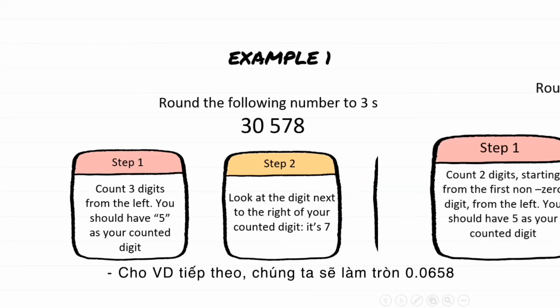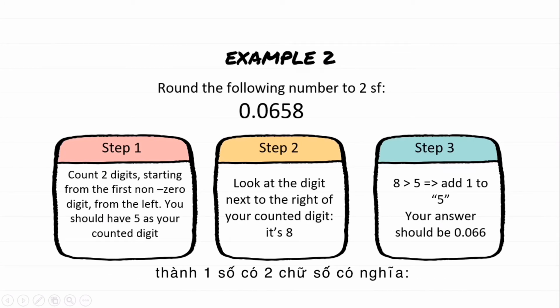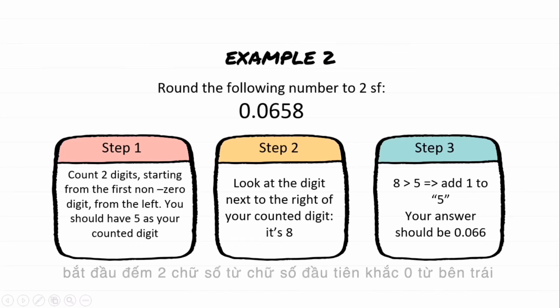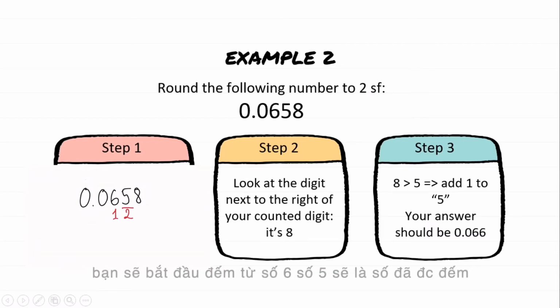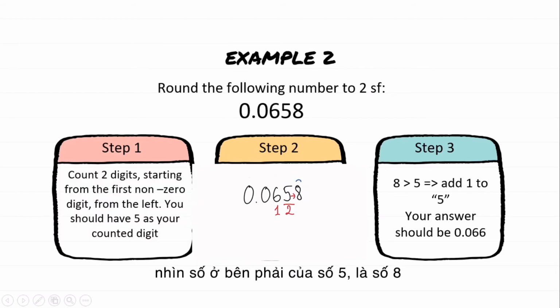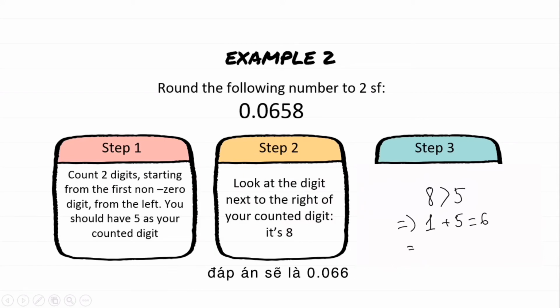For the second example, we'll be rounding 0.0658 to 2 significant figures. Start to count 2 digits at the first non-zero digit from the left, so you will start to count at 6. 5 will be your counter digit. Look at the digit next to 5, it's 8, and because 8 is greater than 5, you need to add 1 to your counter digit. Your answer should be 0.066.